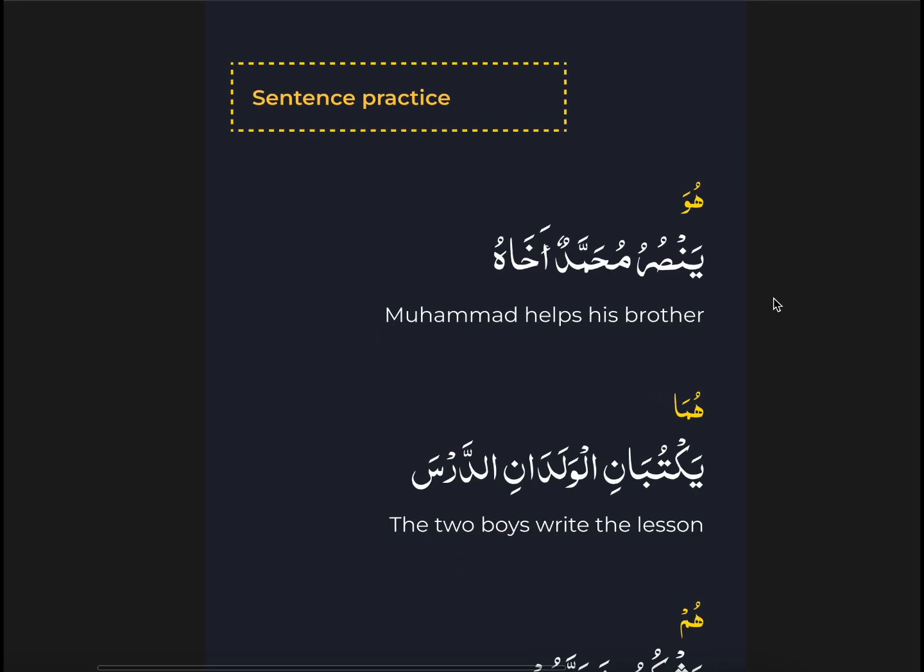Now let's see some sentences. Yansuru means he helps. Yansuru Muhammadun. Muhammadun is rafa. It is going to replace the hidden doer of this fi'l, meaning the translation becomes Muhammad helps. Instead of he helps, the translation becomes Muhammad helps. Akhun means brother, and it's nasb, so it becomes akha. Akhahu, brother of his. Muhammad helps his brother.